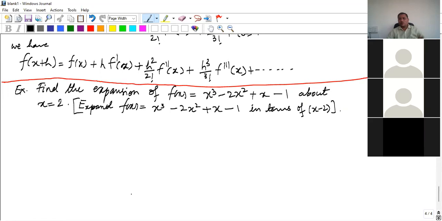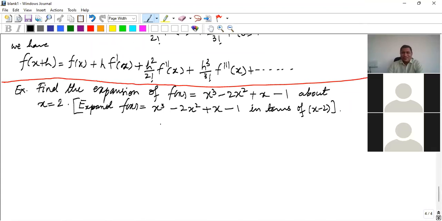Okay, the same question I have framed in two different ways. One is find the expansion of this function about x is equal to 2, and the other is expand f of x, the same function, in terms of x minus 2. So I want you to choose the formula, whether we have to go with formula 1, formula 2, or formula 3. Formula 1, sir. Yes, correct.